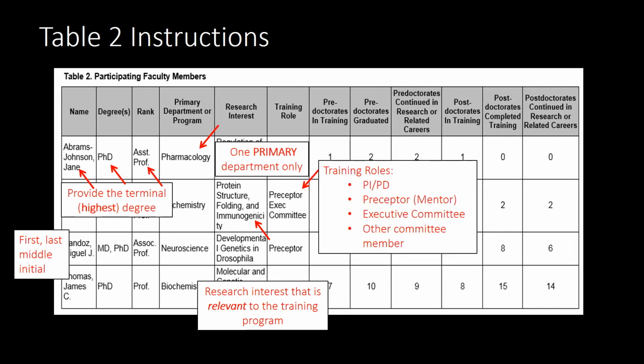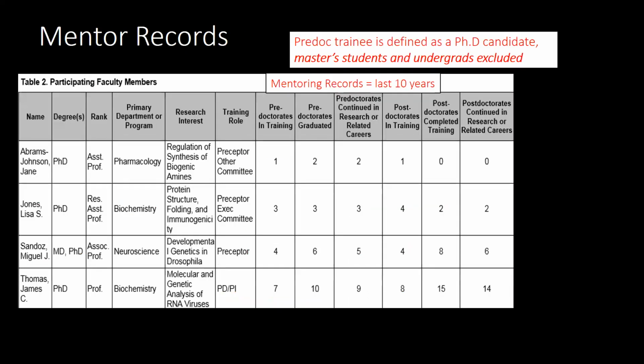The training role, basically, they say the word preceptor, which is like this big word, but it's really just a mentor. So most of your training faculty are going to be preceptors, mentors. You're going to have 1 or 2 or 3 project directors, depending on your program. And then the majority of them are going to be preceptors. Some of them might be on an executive committee or another type of external committee. But generally speaking, they're going to be preceptors.